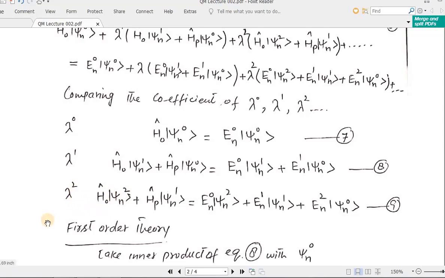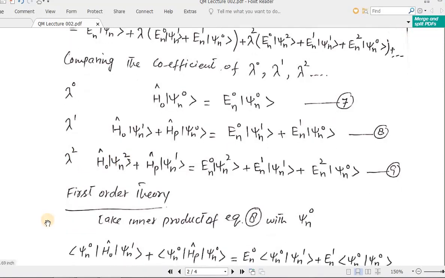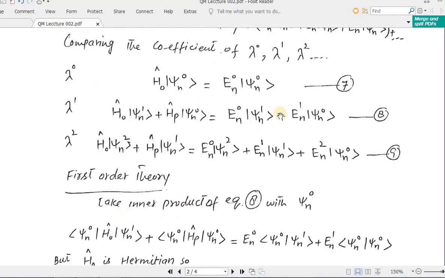First order correction to the energy and wave function. We focus ourselves on equation number 8, because equation number 7 is known as the unperturbed Schrödinger wave equation for the infinite square well. And this equation number 8 can be solved for finding the first order correction in the wave function and energy.